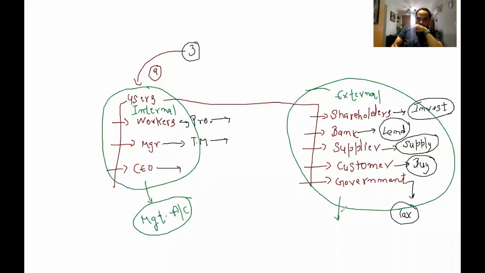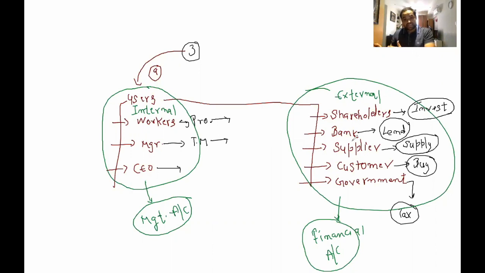And financial accounting is the process which helps to provide financial information to the external users. I think I already explained this to you before, but anyway, I repeat: management accounting provides information to internal users, and financial accounting provides information to the external users.